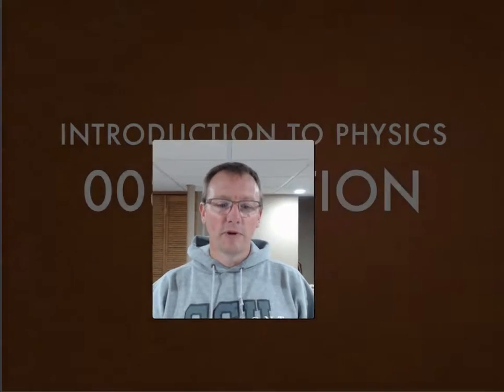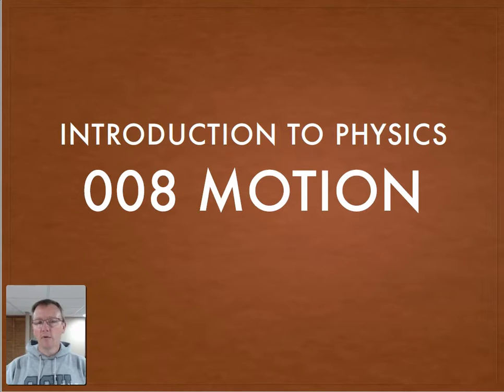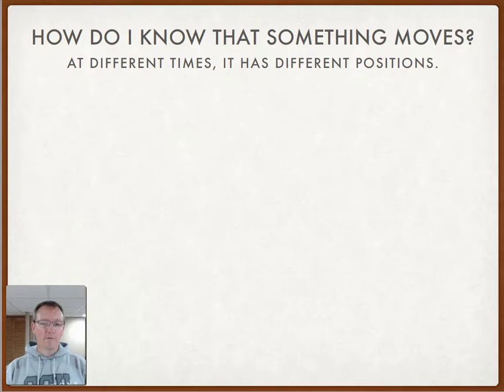It's obvious. Well, I just want to point out a couple of things that you may not have consciously thought of, but that your brain actually does to be able to analyze whether something is moving or not. So we're going to take a look at what that looks like here in video 008 called motion. Hopefully it'll make sense to you here.